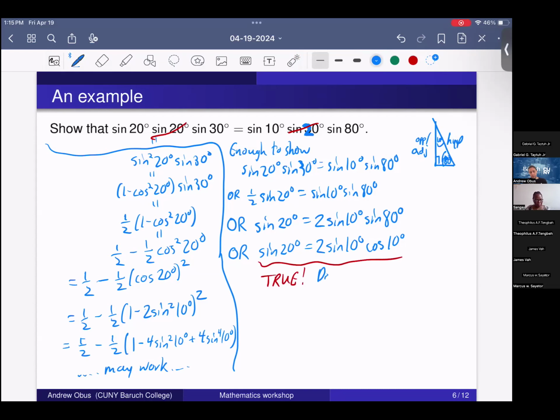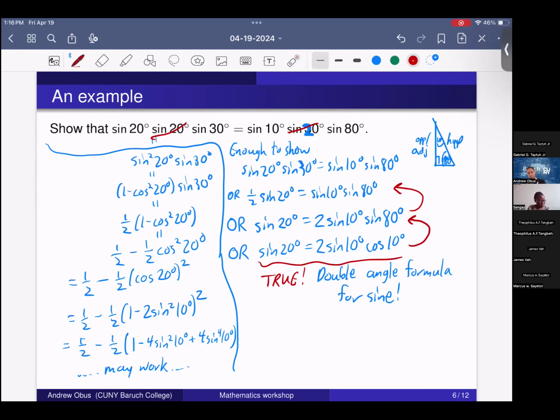And it's true because of the double angle formula for sine. So if you really want to do it as a proof, you can work your way backwards. You start with sine of 20 degrees equals 2 sine of 10 degrees cosine of 10 degrees. That's true by the double angle formula. Then you go backwards and say cosine of 10 degrees equals sine of 80 degrees. Then you divide both sides by 2. We're just reversing each step. So you get that 1/2 sine 20 degrees equals sine 10 sine 80.